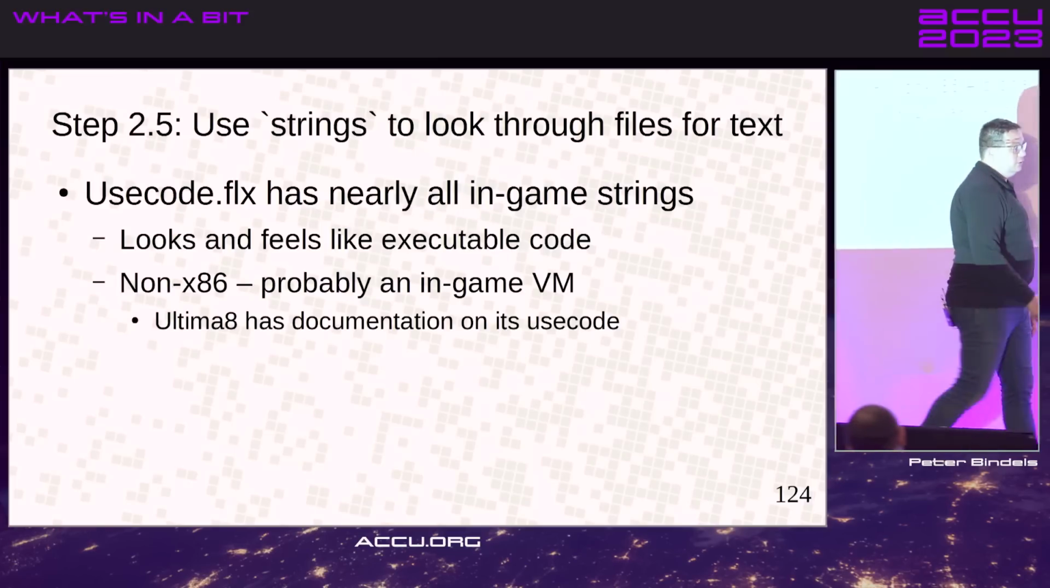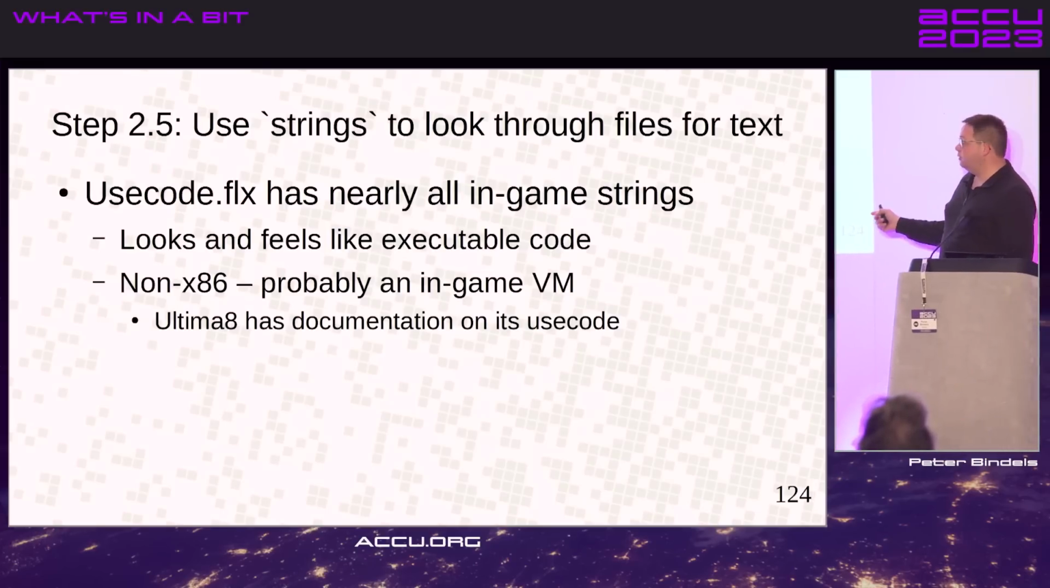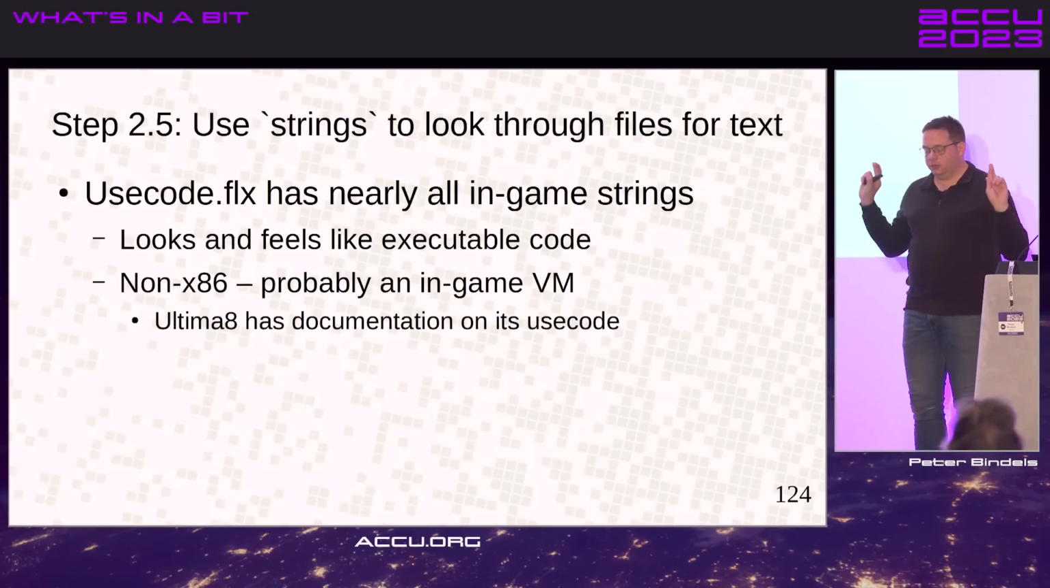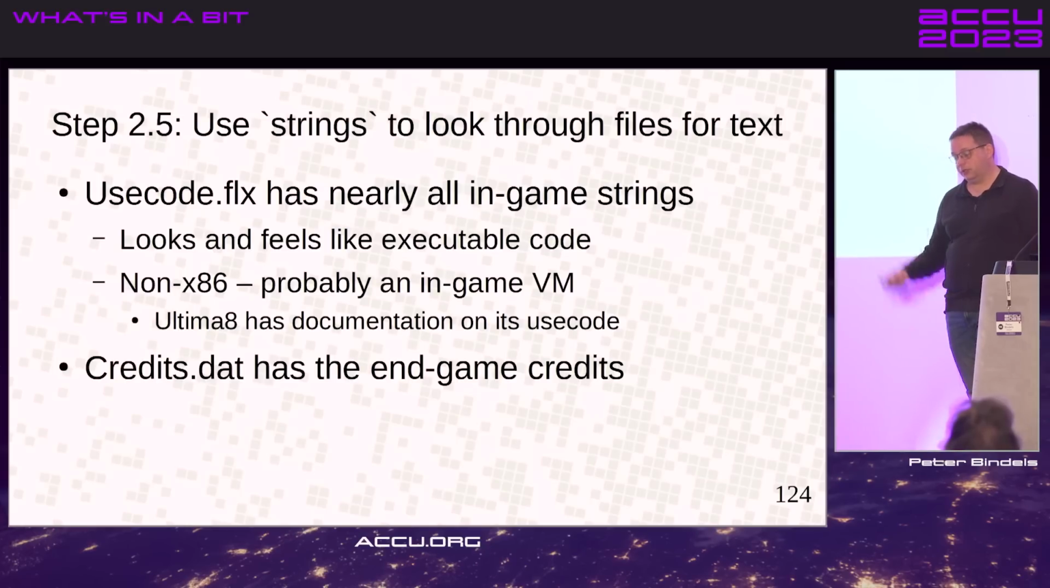It's not x86. It doesn't even look like it. It's an in-game VM of some sort. And looking at Ultima 8, it has use code as well. It does probably the same thing. Gonna hope it's going to be close. Credits of that has the endgame credits. So it's just text. Yeah, you can read that. It's interesting. Not that much.